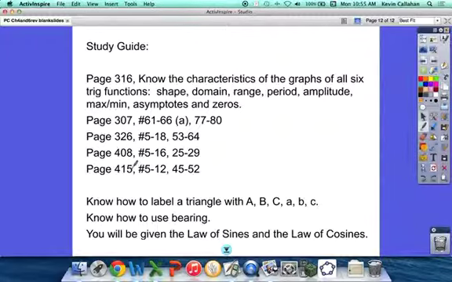And the law of sines and the law of cosines. Know how to label a triangle with the letters. Know how to use the bearing to label an angle. And then the law of sines and law of cosines are given to you on the test. You don't have to memorize that part of it. Okay? So I would just work on that.